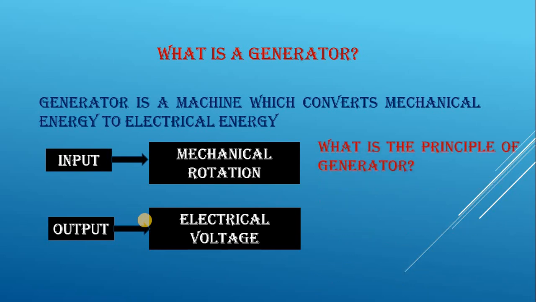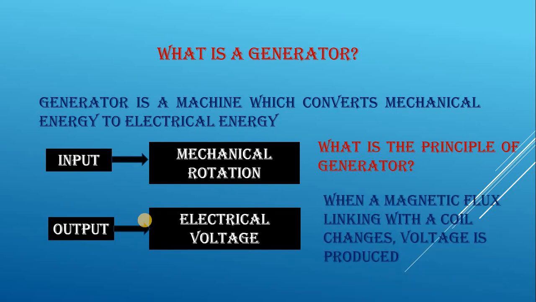So what is the principle of a generator? The generator works on the principle of electromagnetic induction. It works on the basis of Faraday's law of electromagnetic induction. So when a magnetic flux linking with a coil changes, voltage is produced. When a magnetic flux which is linking with the coil changes, voltage is produced or EMF is generated. And this induced EMF is dynamically induced EMF.